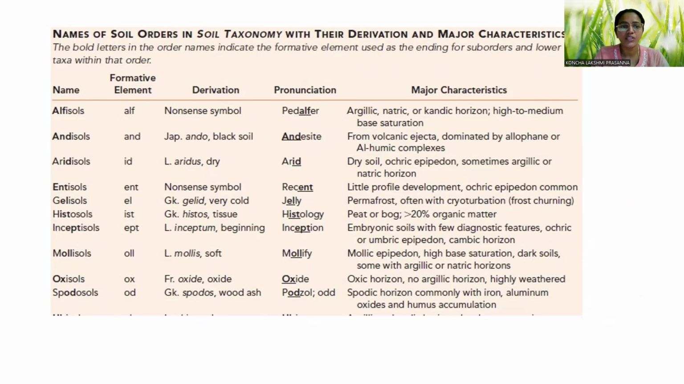Next is the Mollisols. Mollisols have the formative element oll. It has a mollic epipedon having high base saturation. These are dark colored soils with high base saturation. Next is the Spodosols. Spodosols is derived from spodos, that is wood ash. These spodic soils have the spodic horizon containing iron, aluminum oxides and humus accumulation present in them.